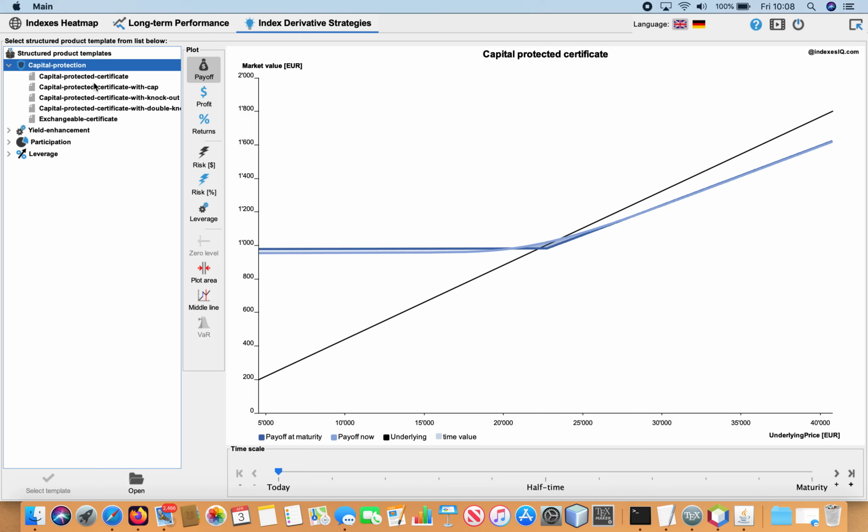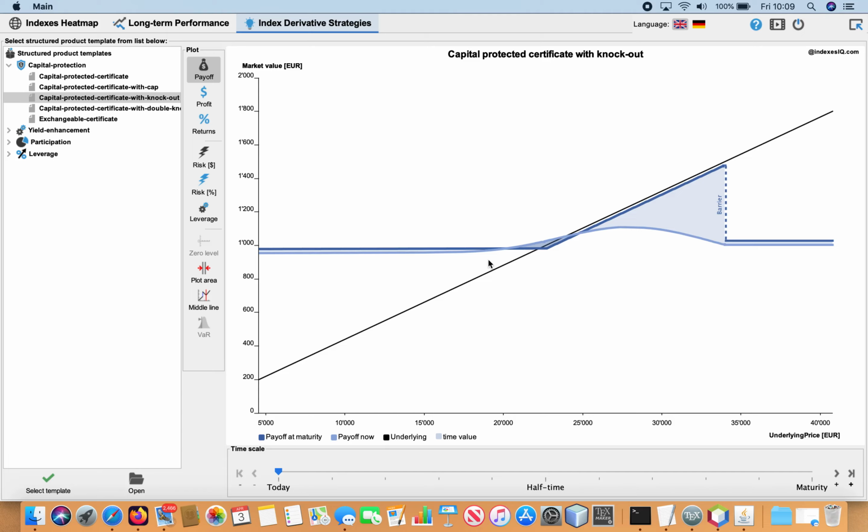Now, on the left-hand side here, you see different derivative strategies that are grouped into the four categories: capital protection, yield enhancement, participation, and leverage. Now you can select some of these strategies, and the payoff of this derivative strategy will be shown on the right-hand side. Now, there are different plotting functions that you can use.